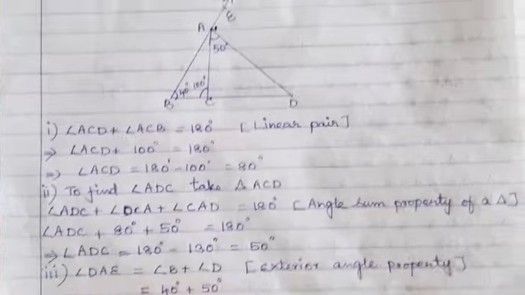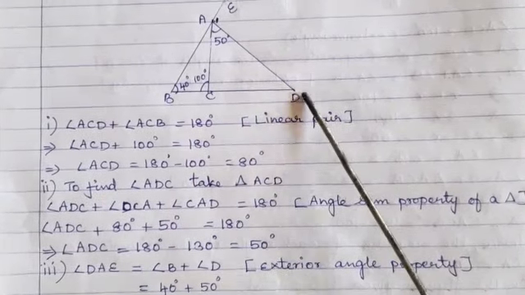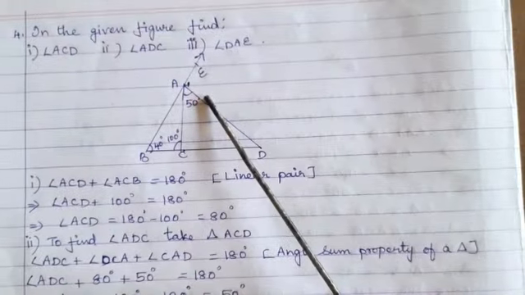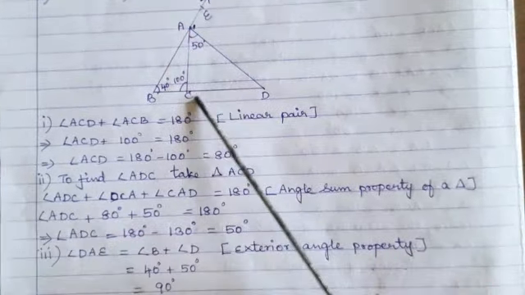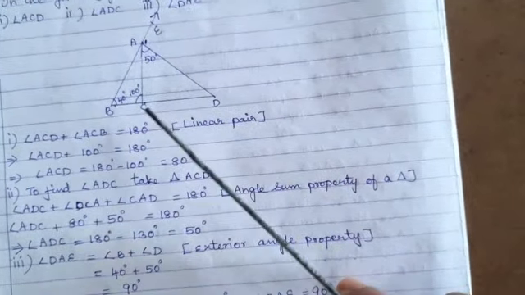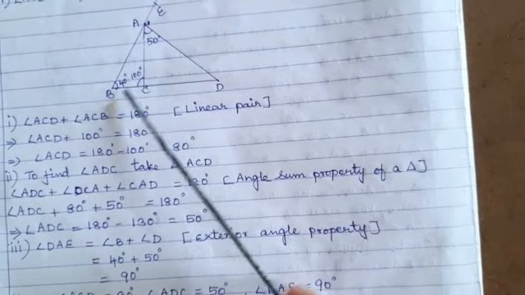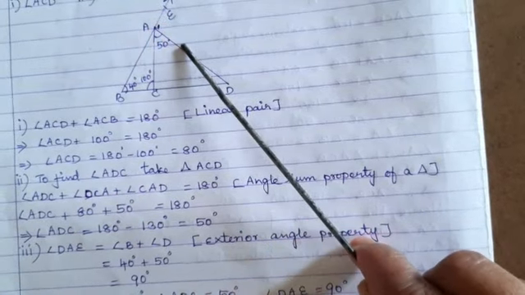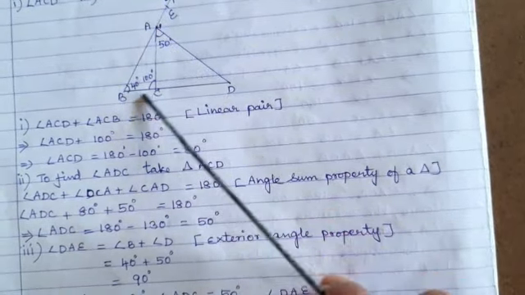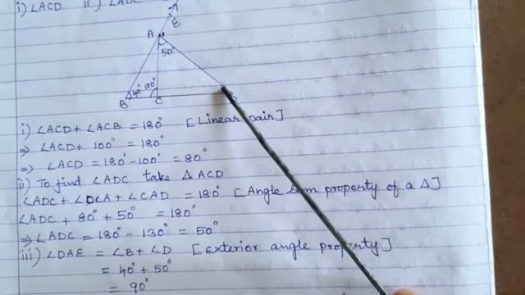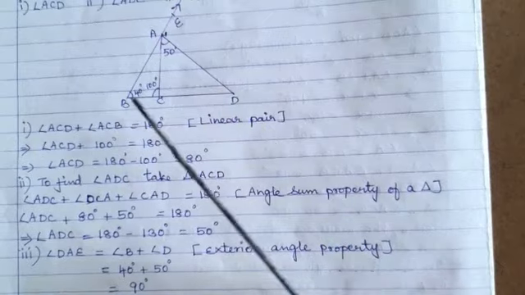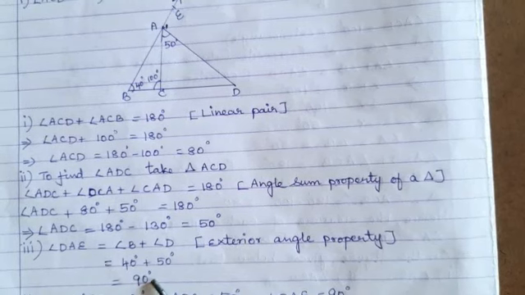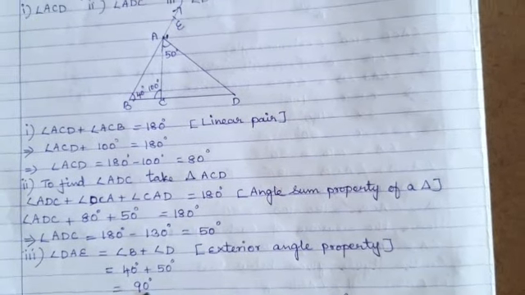Then the third part, angle DAE. Now we have to find out this one. So DAE is the exterior angle of the triangle ABD. The opposite interior angles are angle B and angle D. Just remember that this is the complete exterior angle. So angle B is given as 40 degrees, and angle D we have now found out is 50 degrees, which is equal to 90 degrees. So angle DAE equal to 90 degrees.